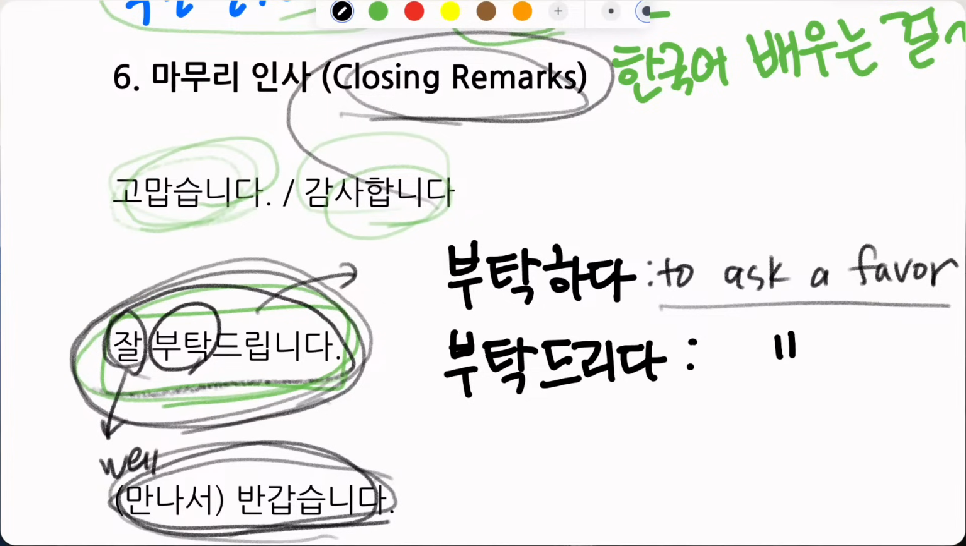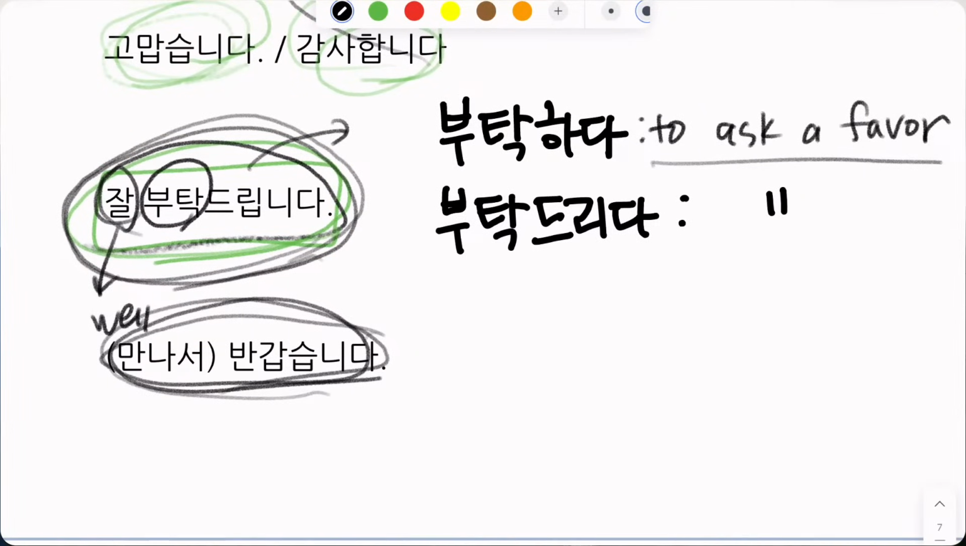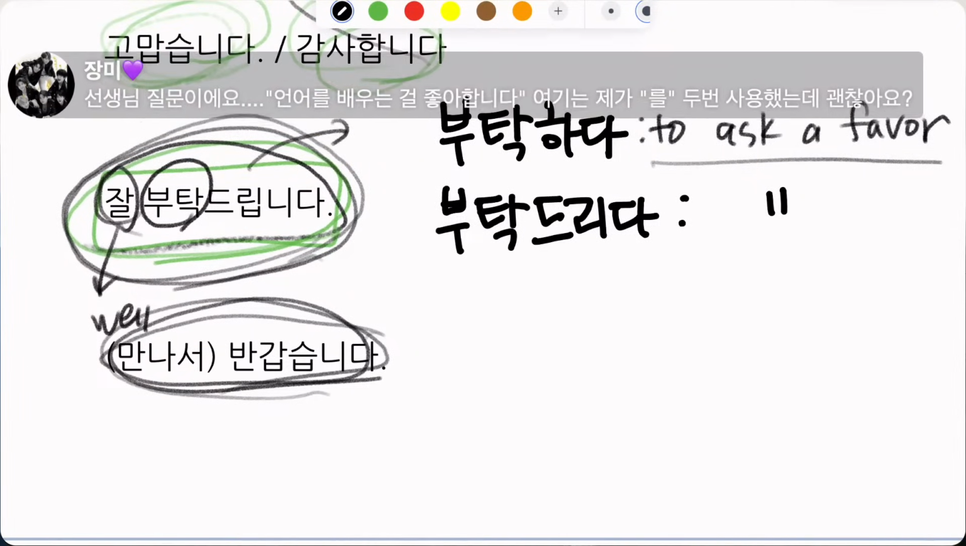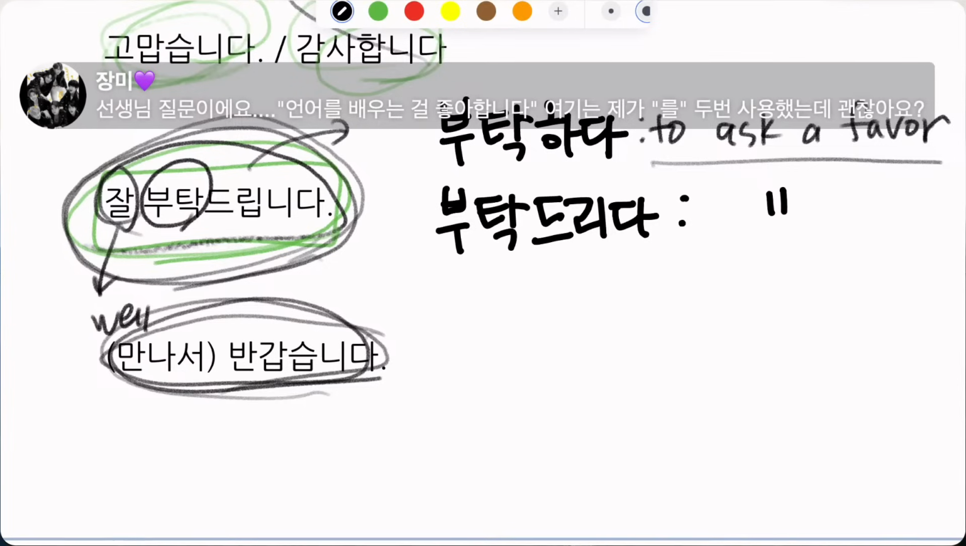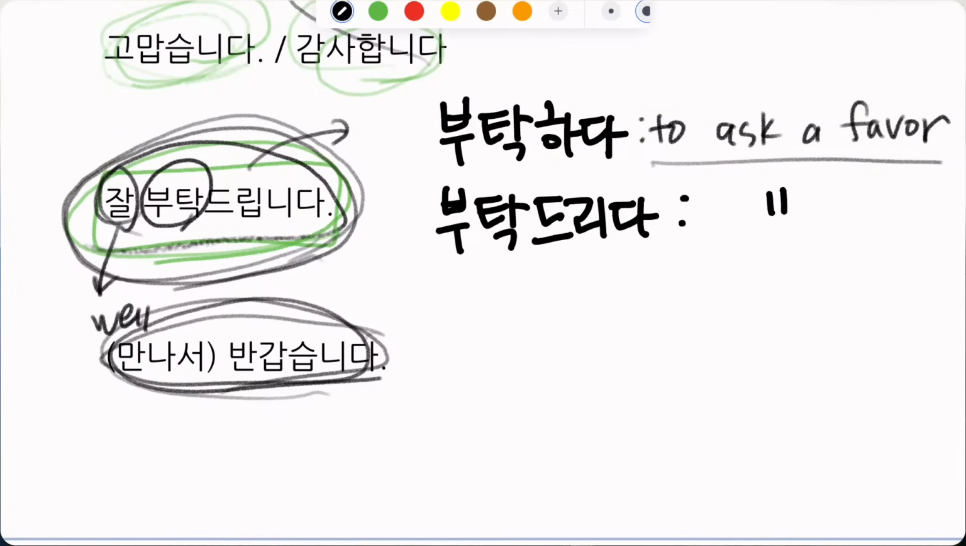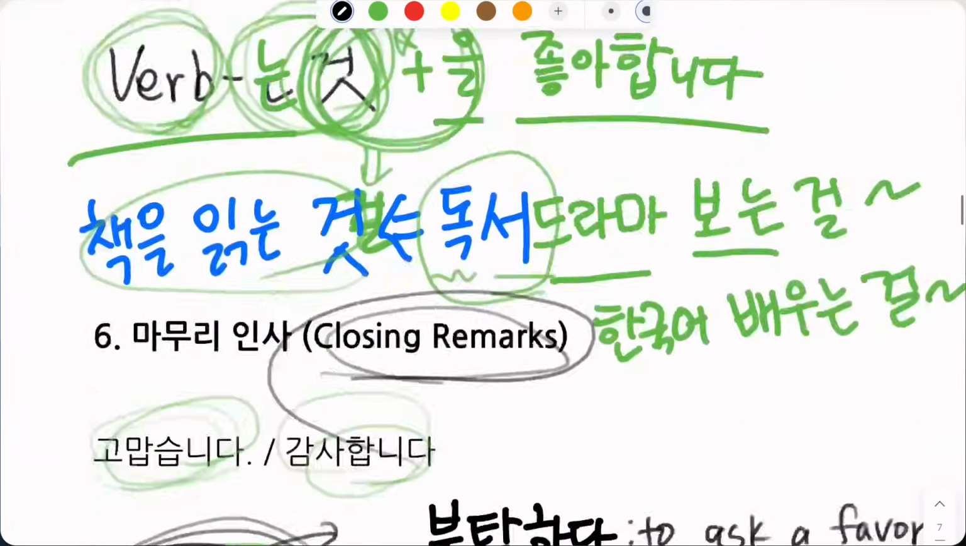Because in English as well, you can say nice to meet you before you introduce yourself or after you introduce yourself. Everything's all right, right? Both make sense. Both are seamless, so that's okay. 그리고 언어를 배우는 걸 좋아합니다를 2번 사용했는데 괜찮아요. Yes, it's perfectly fine. No problem at all. All right, so that's how you can say your closing remarks.